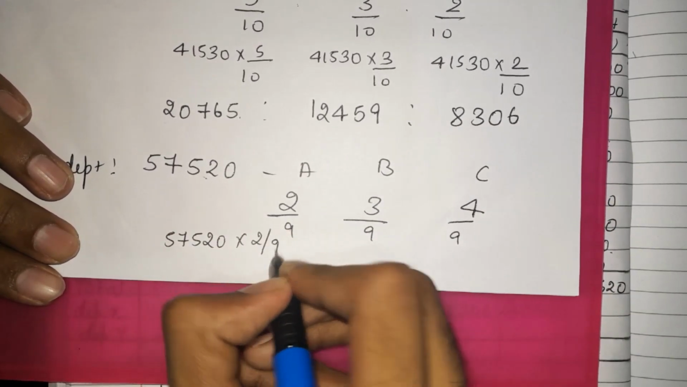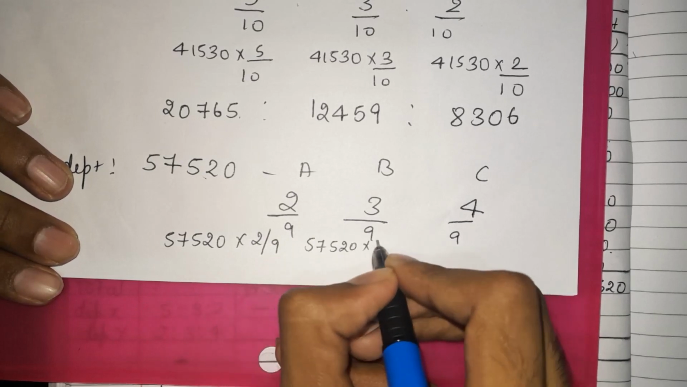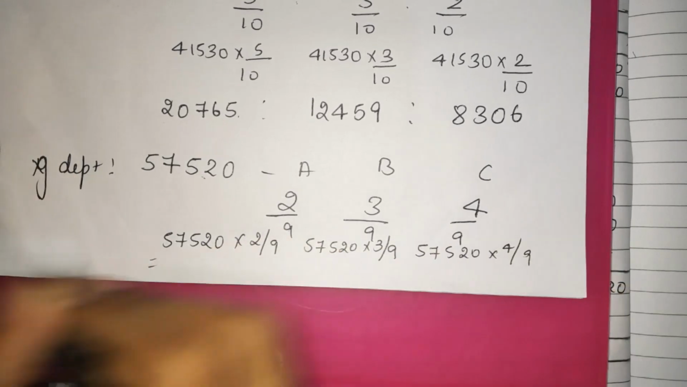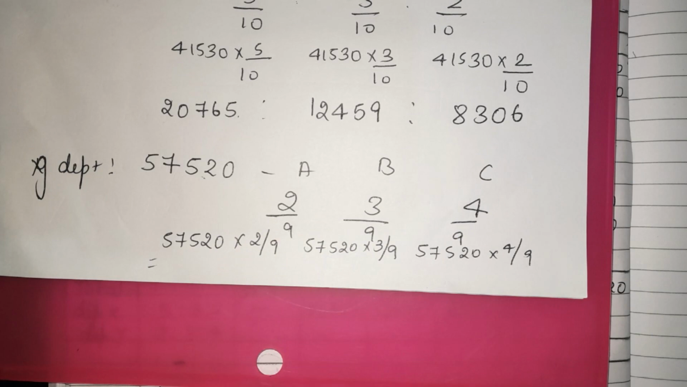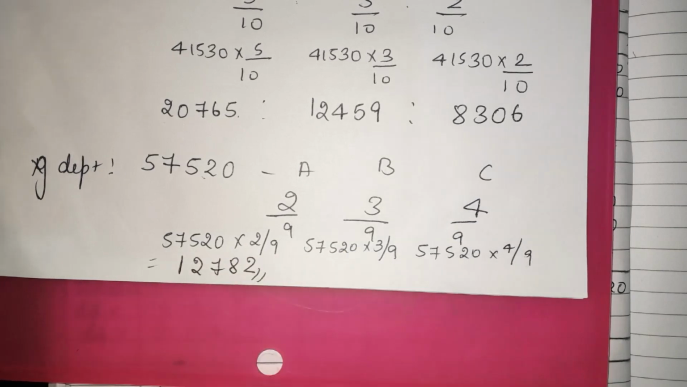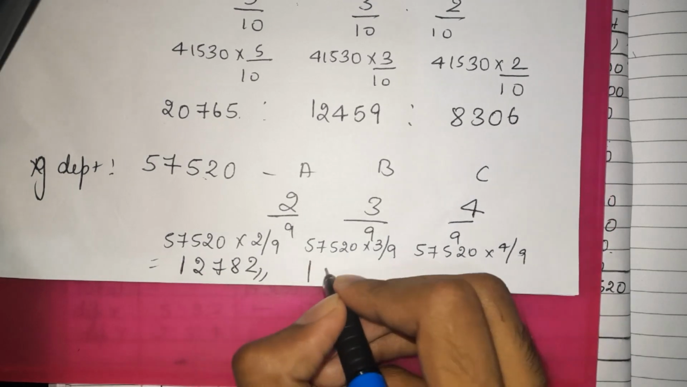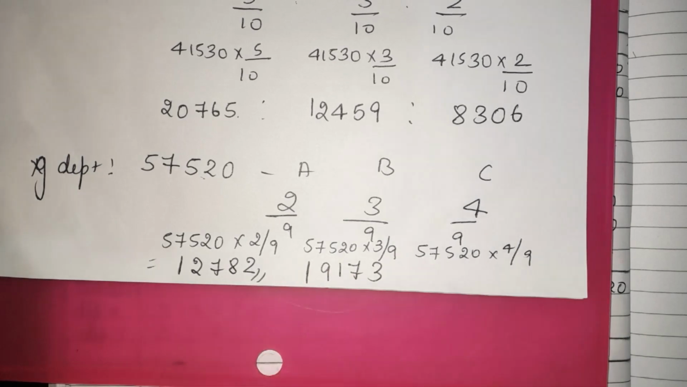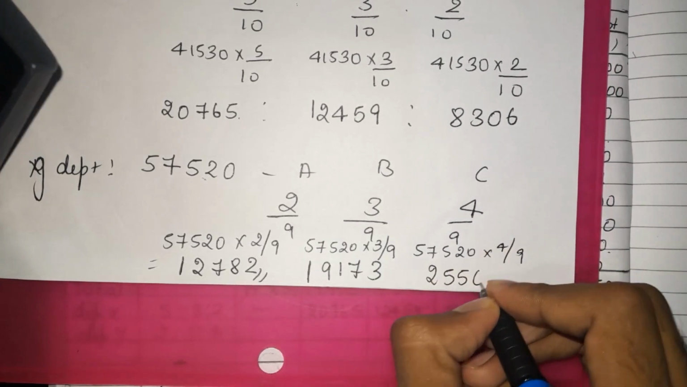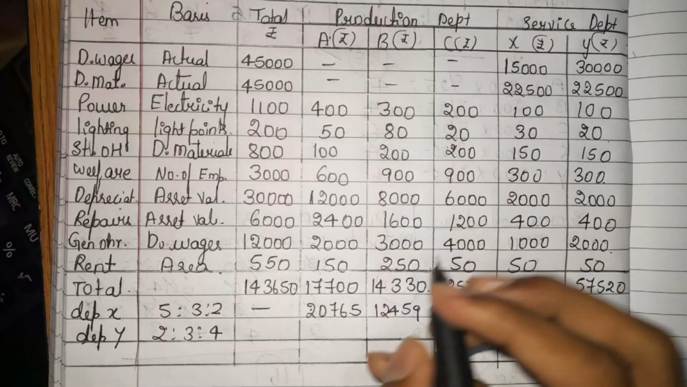So it will be 57,520 into 2 by 9, 57,520 into 3 by 9, 57,520 into 4 by 9. So 57,520 into 2 divided by 9, it will be 12,782. Next, 57,520 into 3 divided by 9, it is 19,173. Next, 57,520 into 4 divided by 9, it is 25,565. So this amount we need to write over here.